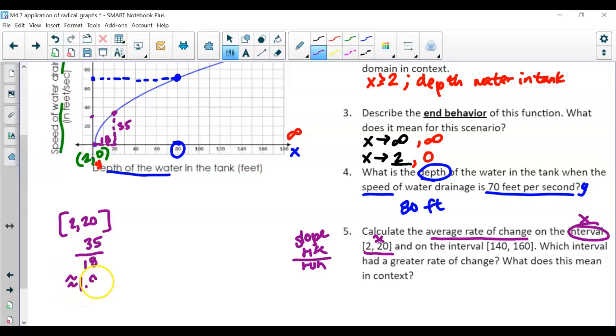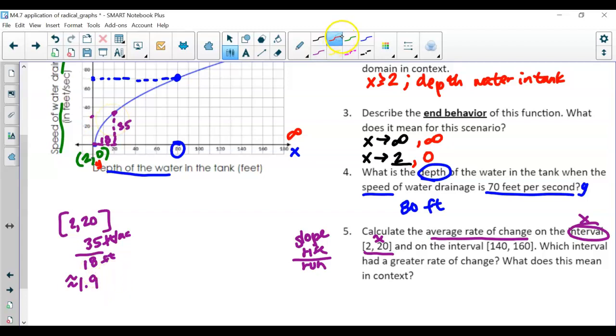Approximately 1.9. Now keep in mind, this is not just 35, right? This is 35 for our speed, so feet per second. So that's our speed. Then the 18 represents the feet. So here, that 1.9 represents our average rate of change, which is showing how much time it takes here.